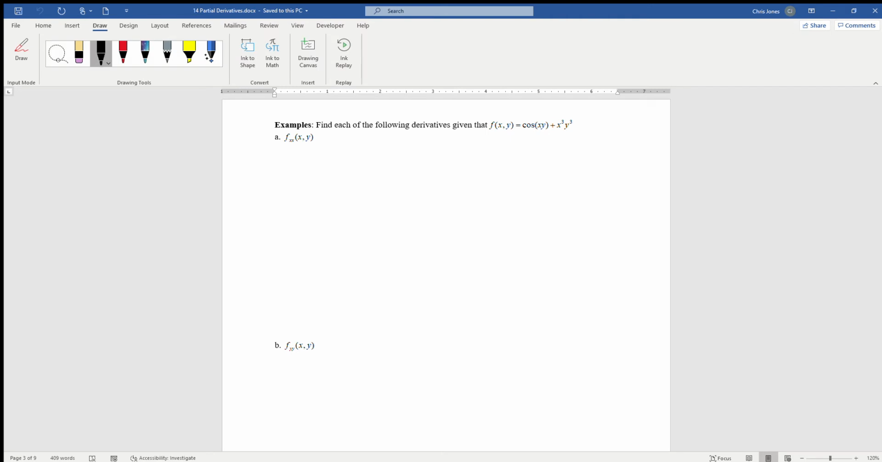So fx is going to be equal to: derivative of cosine is negative sine. We keep the interior function as xy, and then the derivative of xy with respect to x is going to give us a y. Derivative of x cubed y cubed with respect to x, 3x squared y cubed.